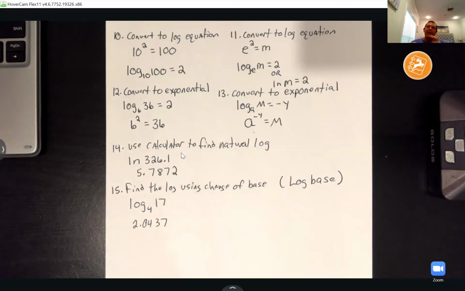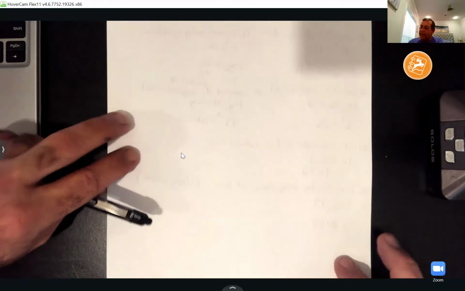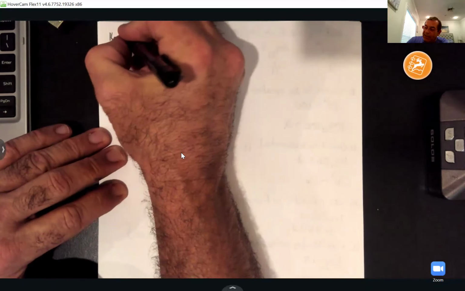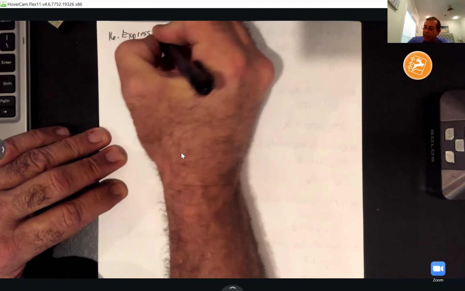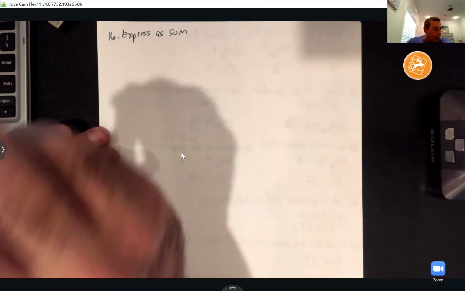All right, y'all. So next, what we got coming up, when we were using the properties, writing them as sums and products and differences and all that fun stuff, okay? So these will start at 16. The 16 says express as a sum. So if we're going to express them as a sum, they're giving us a product.